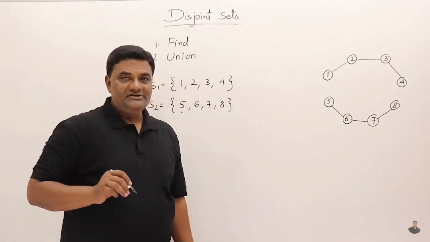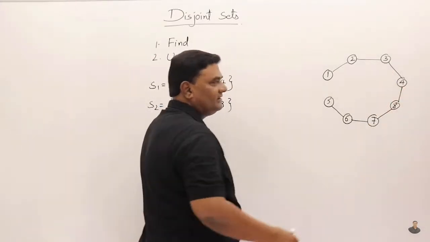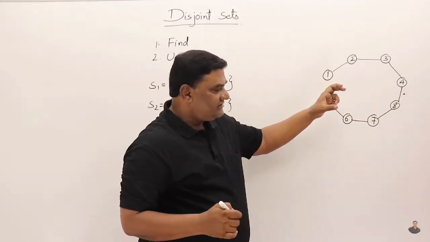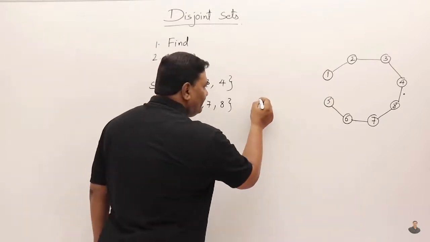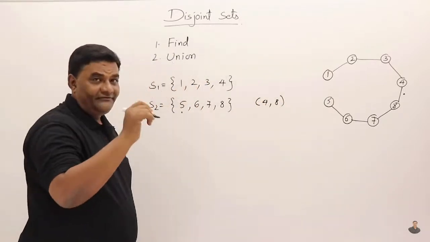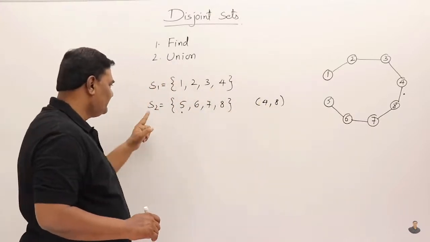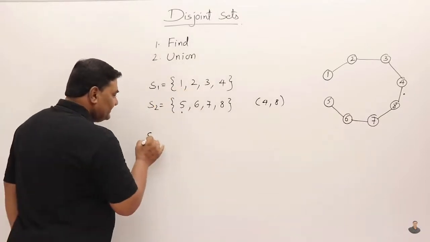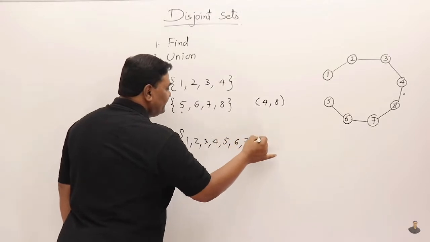Now let us look at the union operation. For showing you the union operation, I'll try to connect these two with an edge. I have added this edge, that is 4 to 8. When you add an edge, what we do is perform the union operation. We connected 4 and 8. Now find 4, yes, it belongs to set 1. Find 8, yes, it belongs to set 2. So find 4 and find 8 belong to two different sets, so perform union, S1 union S2. Now we get a set that is 1, 2, 3, 4, 5, 6, 7, 8.